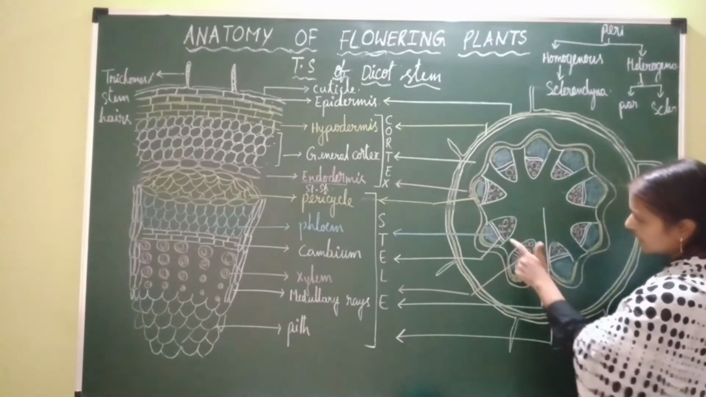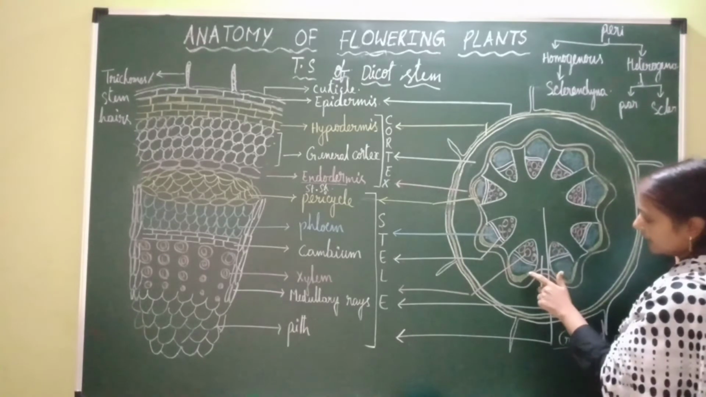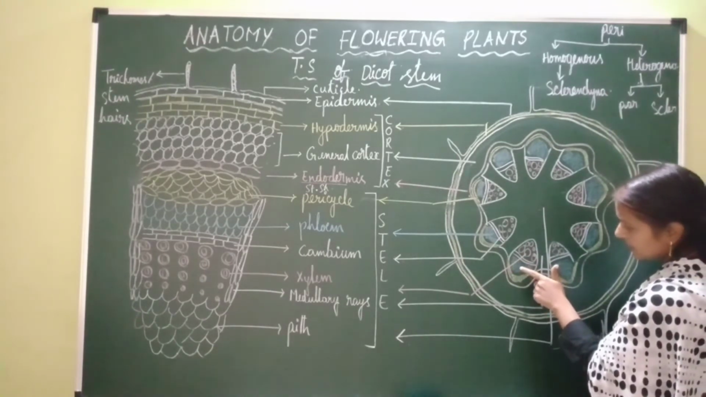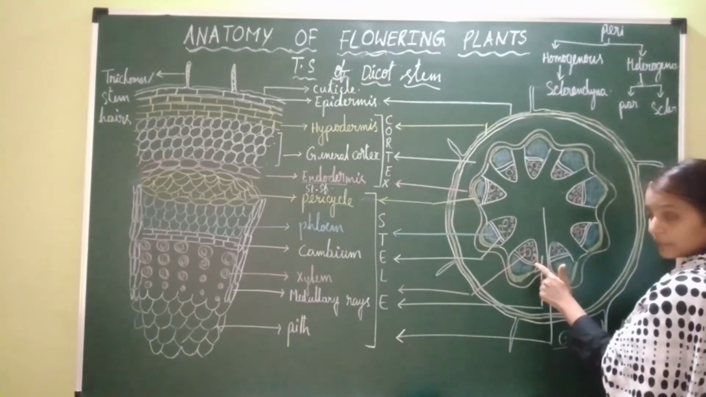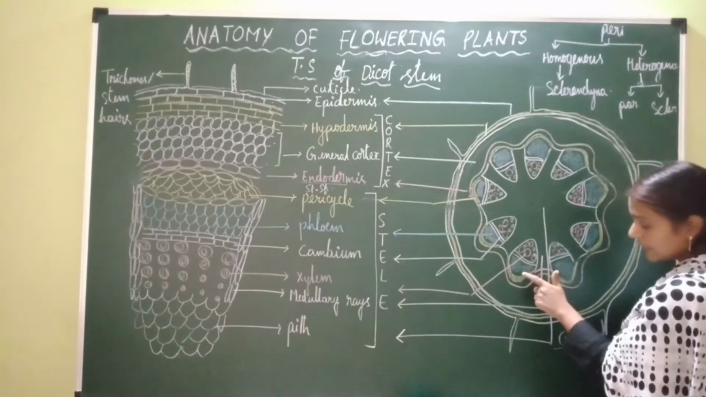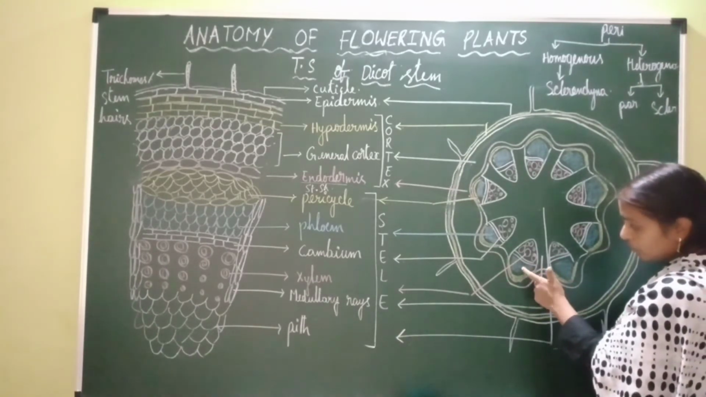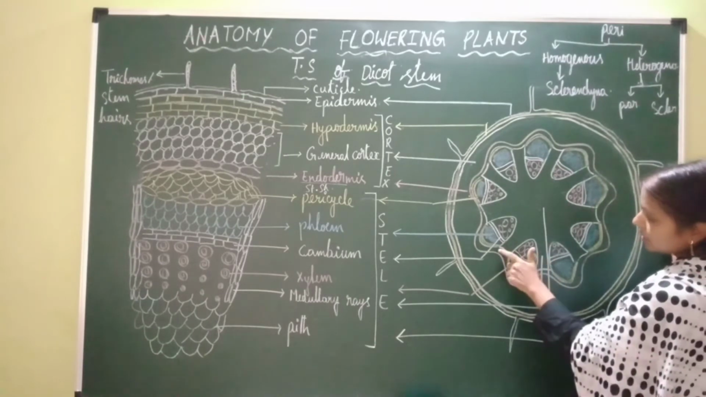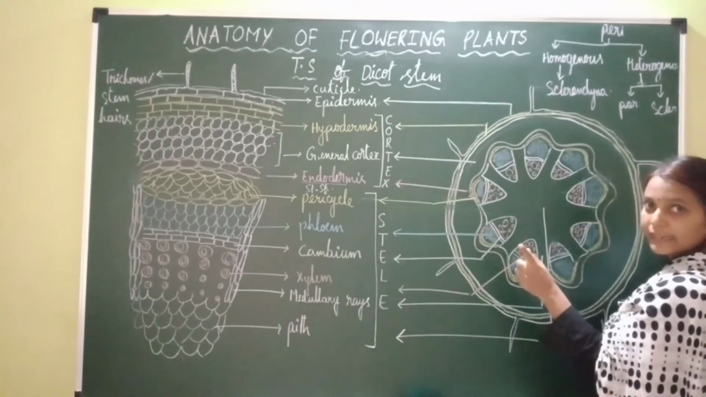These are the vascular bundles, which are arranged in the form of a ring. In these vascular bundles, this is phloem, this is xylem, and in between phloem and xylem, cambium is present. Above this vascular bundle, pericycle is present. That means above phloem, pericycle is present. The part of the pericycle present above the phloem, or above the vascular bundles, is sclerenchymatous.